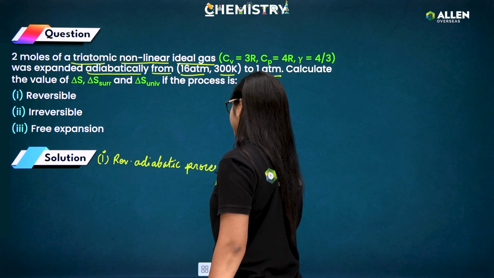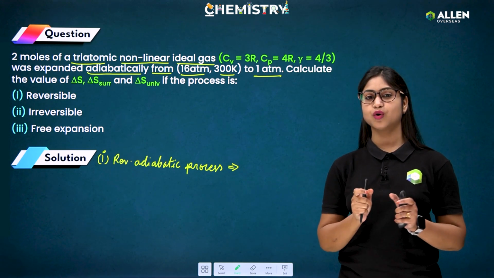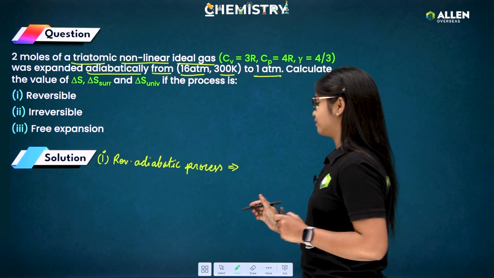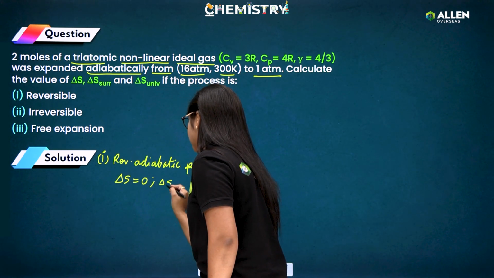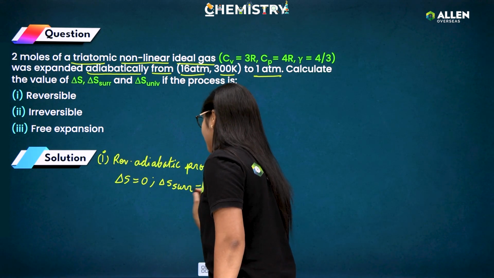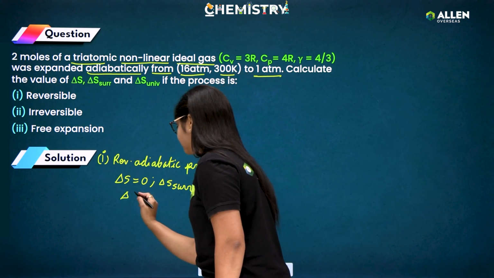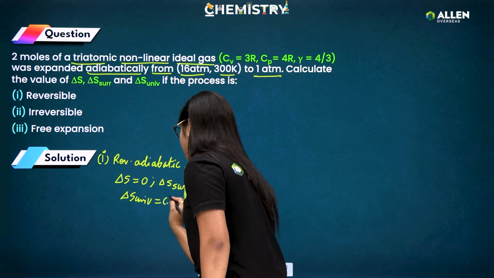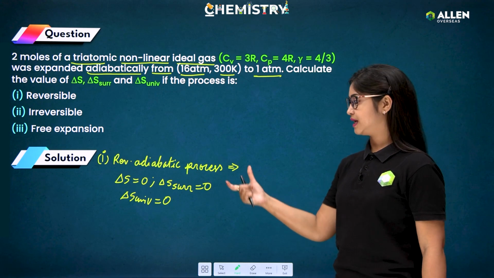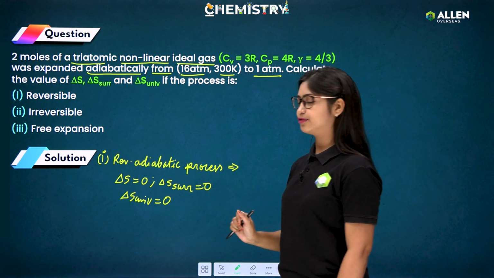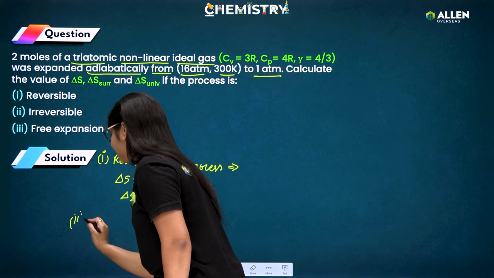We have just seen that whenever you have a reversible adiabatic process and you are calculating the entropy change, it will be 0. Delta S system is 0. Delta S surrounding is also 0. And delta S universe is also 0, because the heat exchange is 0 in this process. So all these values will become 0. The first part we have already solved. Now let's see the second part of this question.